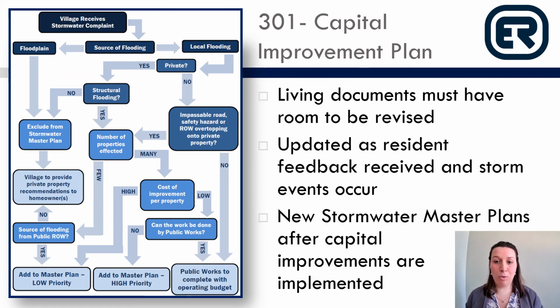A capital improvement plan should be considered a living document that can be revised as needed throughout the length of the plan. Storm events and resident feedback may highlight new deficiencies in the stormwater infrastructure and new projects that have to be incorporated into the existing plan. Here you'll see a flowchart that ERA prepared that shows ways communities can expand upon the existing capital improvement plan.